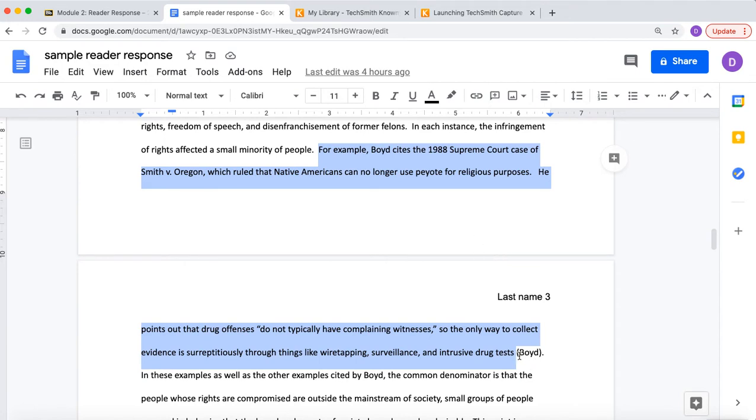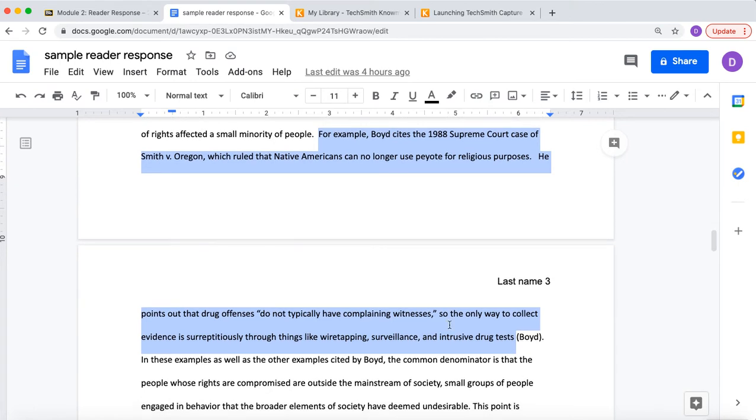The fourth thing you do is that you signal the end of your source with a parenthetical citation. If you have a page number, use the page number. If you don't, use the author's last name. If you have neither a page number nor an author, then you'll just use the title of the article in the parentheses. The last thing that you do in each one of your citations is you warrant the citation. You say something about it in your own voice.